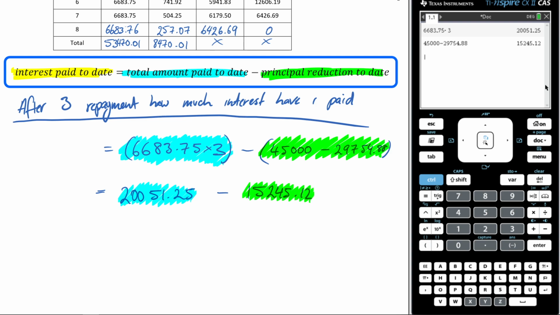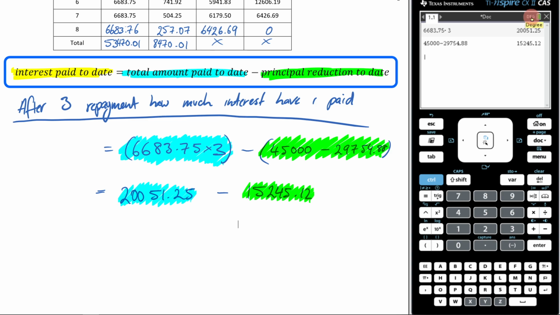Let me say that again. This is ever so important. After 3 payments, you've given the bank 20 grand, but you've only reduced your principal by 15 grand. So how does that make any sense? You've given them more, but it hasn't reduced by that amount. And that's because of interest. You're also paying the interest. So this is just saying how much the principal has reduced by. It's not taking into account how much you've paid in interest.